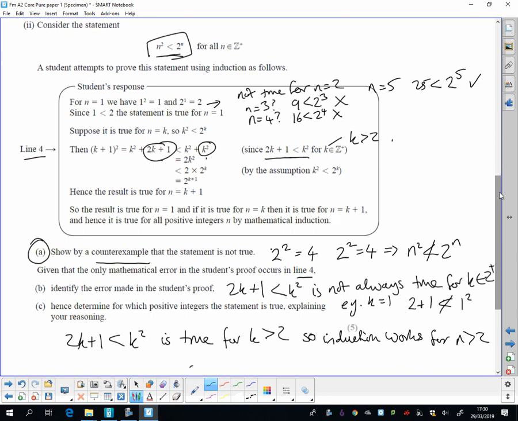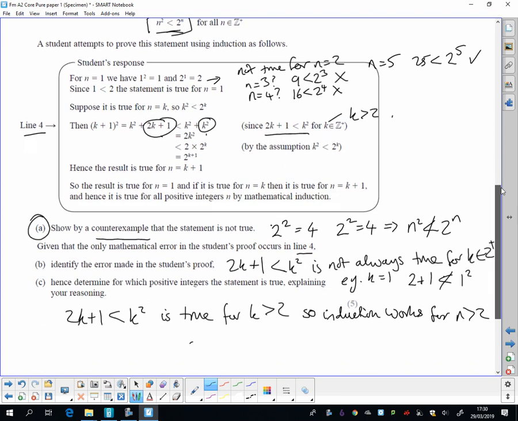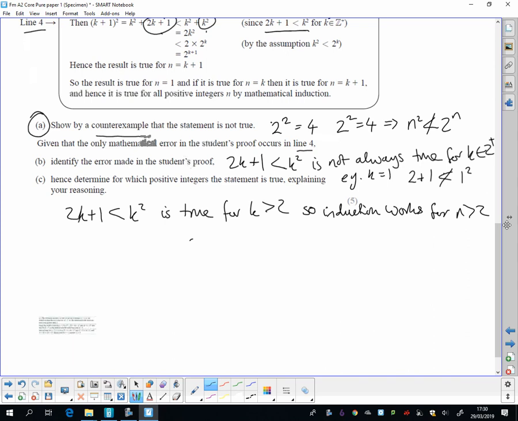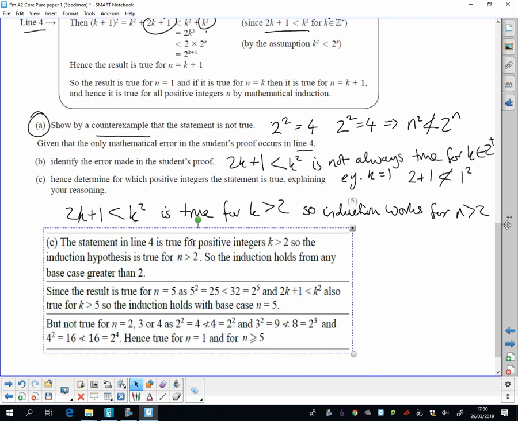You could check yourself as well and make sure that n equals 6 works if you can just think about it in your head. And therefore, the induction works for n greater than or equal to 5. Now there's quite a lot of words there, so what I've just done here is copy the mark scheme so you can see what they wanted you to say.